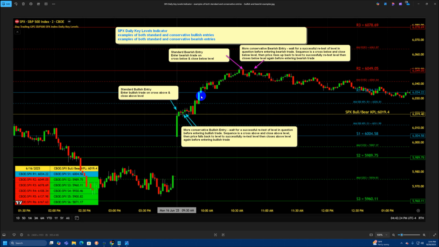Okay, so just to take this one step further, as you can see here on the R1 level, we had a cross above and close above this level. So if you missed this entry here, or if you're the kind of trader who prefers taking trades off of other levels besides the bull bear key price level, then you have a cross above, close above here, and you would take that entry here and base your entry on the R1 level.